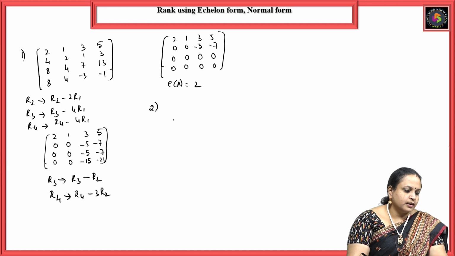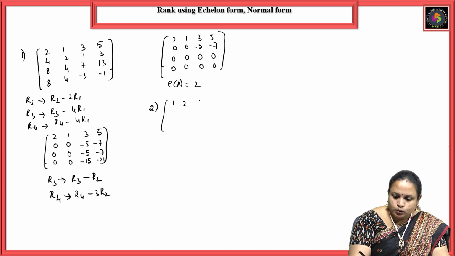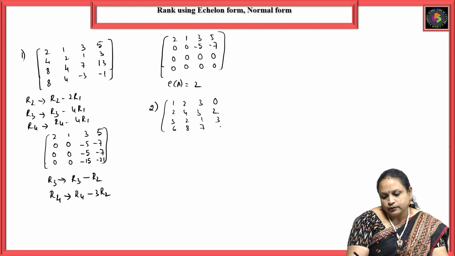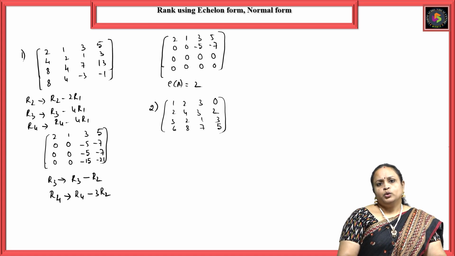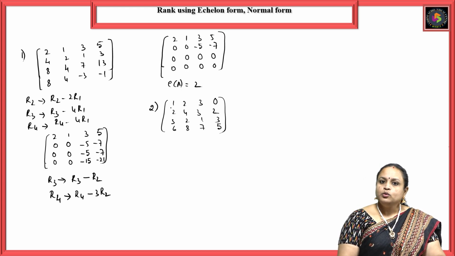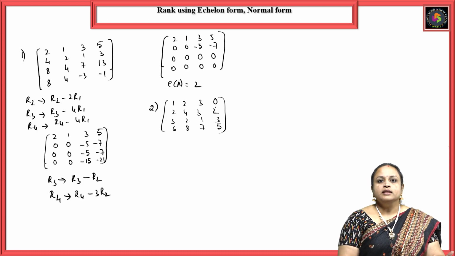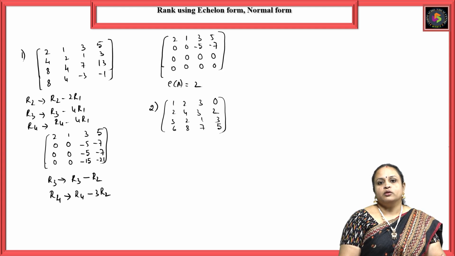Now let us take one more example and then find the rank of the given matrix. 1 2 3 0, 2 4 3 2, 3 2 1 3, 6 8 7 and 5. Now let us take this matrix. Now you can see the number of zeros before the non-zero element in the first row. There are no zeros before the non-zero element. See, 0 is present in the first row, but that 0 is placed after the non-zero element. We are only considering the zeros which are before the non-zero element.